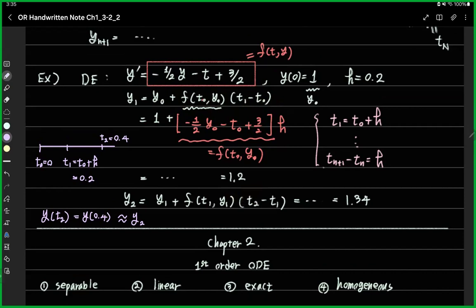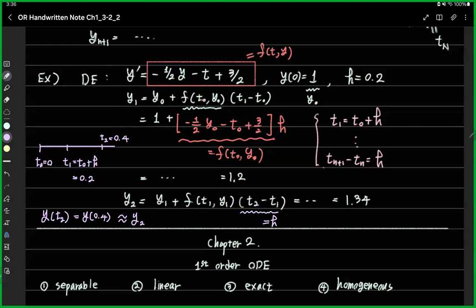And then plug 1.2 in here. t sub 2 is 0.4. Actually, this is h, right? That's h. What is f? It's given right there: negative 1/2 times y minus t plus 3/2. Then y sub 2 is going to be 1.34.